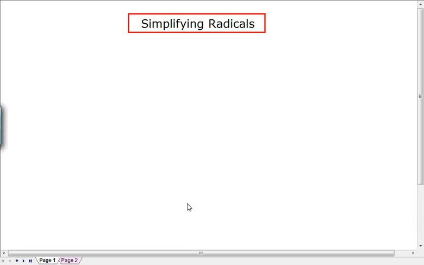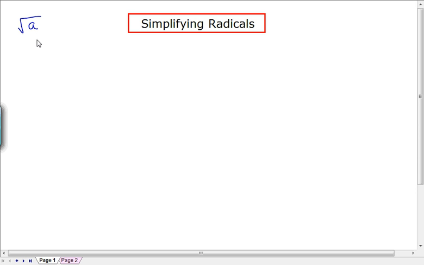Let's look at simplifying radical expressions. Three basic principles involved here. That's the radical sign. The number under the radical is a radicand.